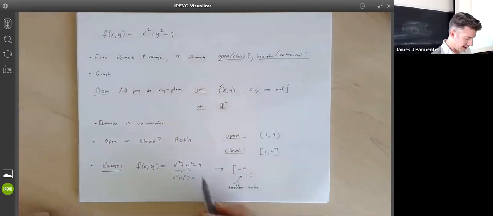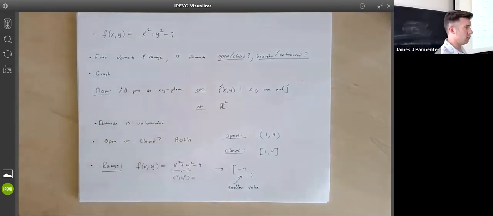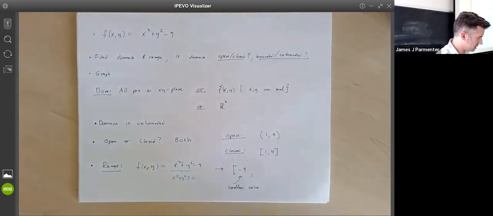On the other hand, how big does this get? Well, I think I can make it as big as I want, right? Pick x to be really anything you want, and your output's going to be x squared plus whatever y squared is minus 9, right? You can get larger and larger values. There isn't any limit.